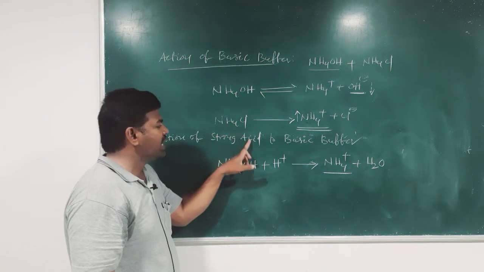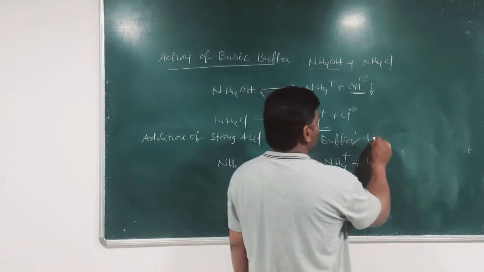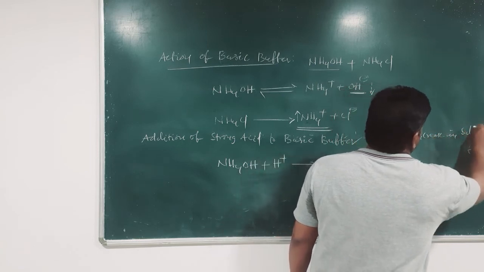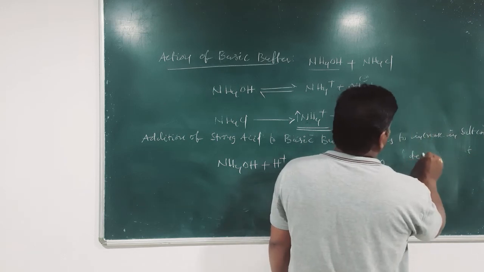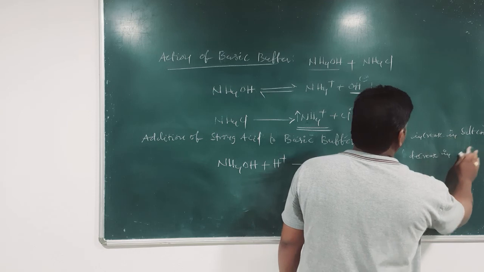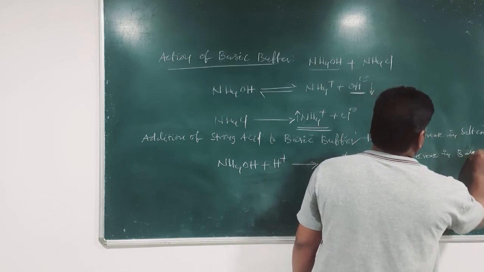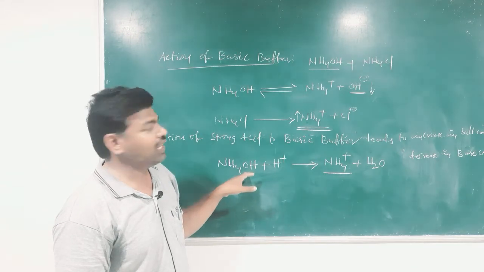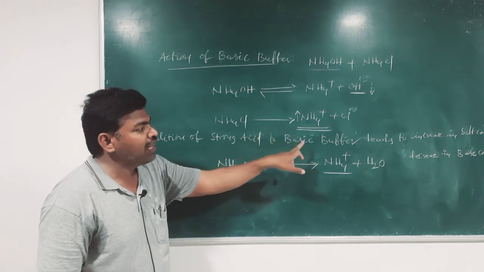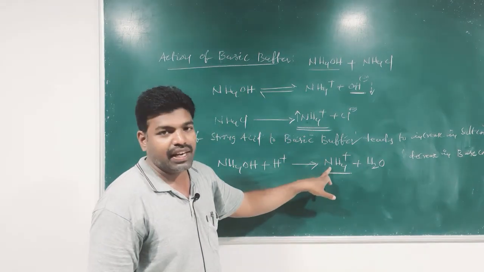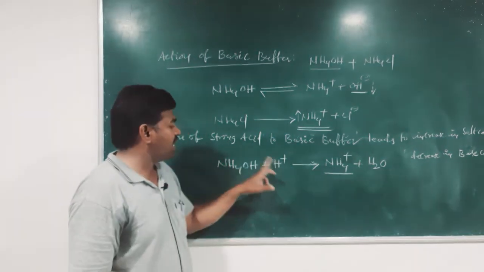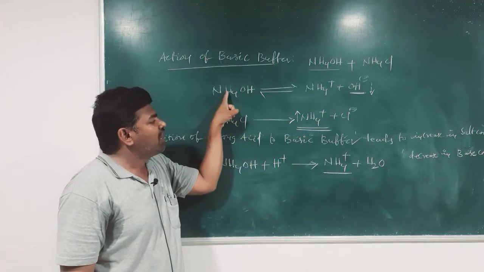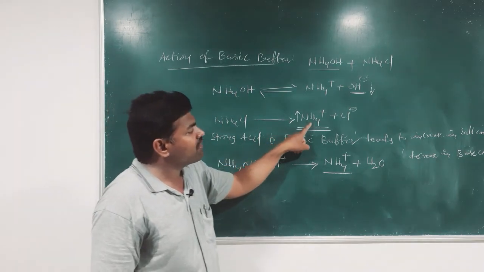So addition of strong acid to basic buffer leads to an increase in salt concentration and a decrease in base concentration. From these reactions it is evident that addition of strong acid to basic buffer leads to the formation of ammonium ions, NH4 plus ions. The H plus ions from strong acid react with ammonium hydroxide, which is a weak base. Due to this reaction in the mixture, the concentration of base decreases and the concentration of salt increases.